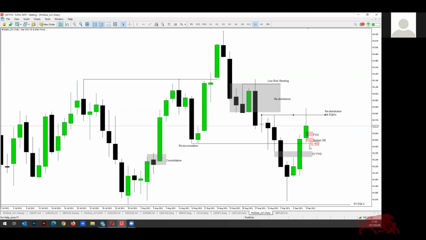790. You can see 92790. That's another signal whereby we could be seeing the same price action here. Low risk shorting area, low risk shorting area during redistribution. We already had distribution up here. Remember, redistribution can take over a couple of days.